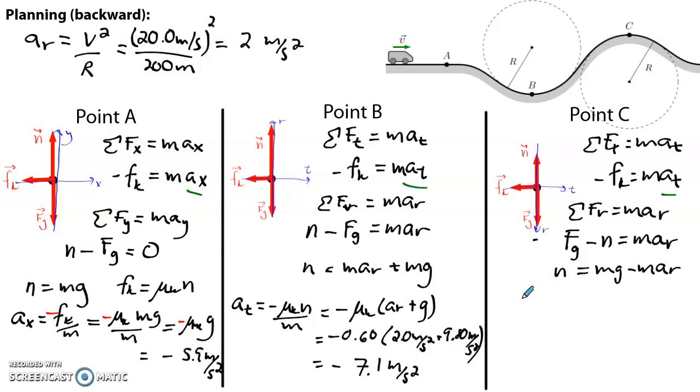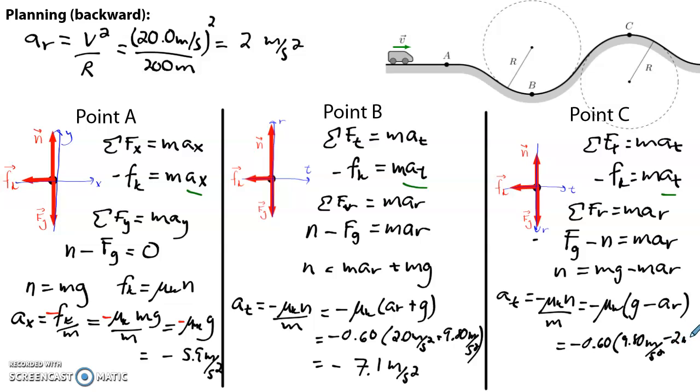And finally, we are ready to calculate the tangential acceleration for the last case. And for the last one, it will be pretty much the same thing we just calculated. The only difference will be that we'll have minus mu k times g minus ar for that one. So note the negative sign. So in the end, when we plug in the values, we'll have minus 0.60 times 9.80 meters per second squared minus 2 meters per second squared. And once you do the math, you get minus 4.7 meters per second squared.